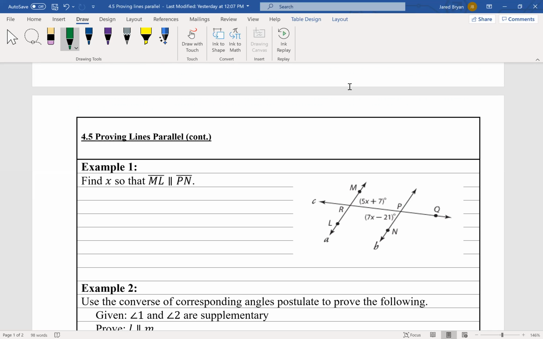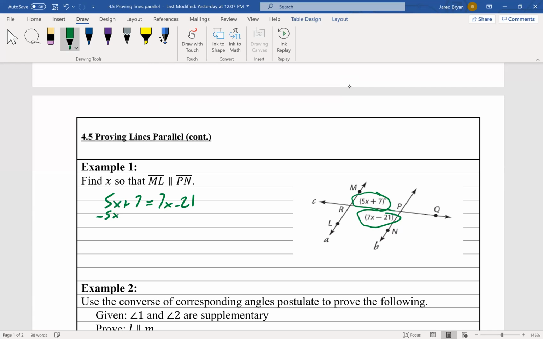So if I'm looking at these two angles here, we're trying to show that these lines would be parallel. And if that were the case, what would be true is that these angles would be, notice, alternate interior angles, which means that they should be congruent or equal. So if I wanted to find x so that these lines are parallel, I would set these equal to each other. So I'm going to set 5x plus 7 equal to 7x minus 21. Like I said, if these lines are parallel, then this should be true. And now I'm going to solve and figure out what x is.